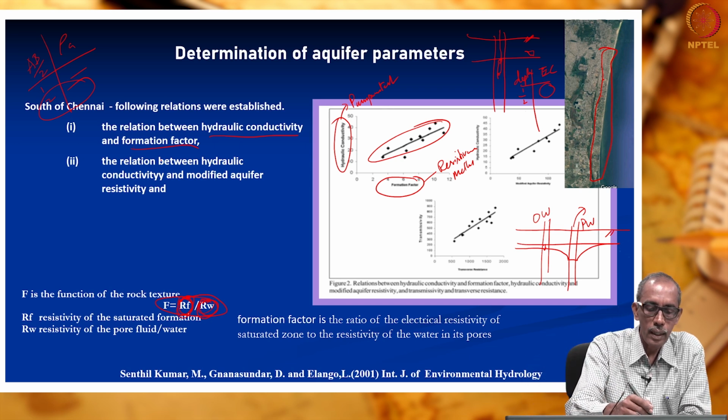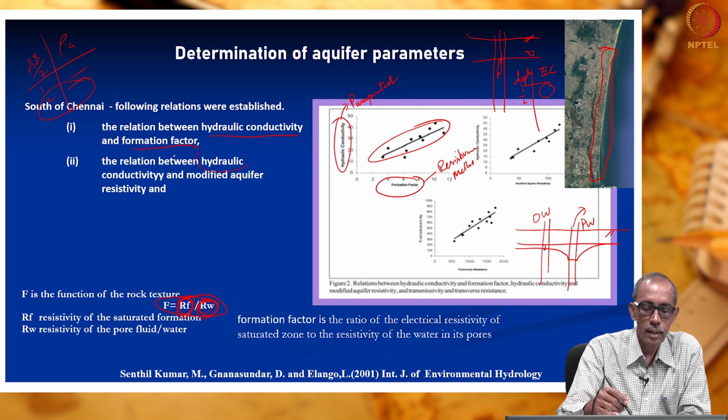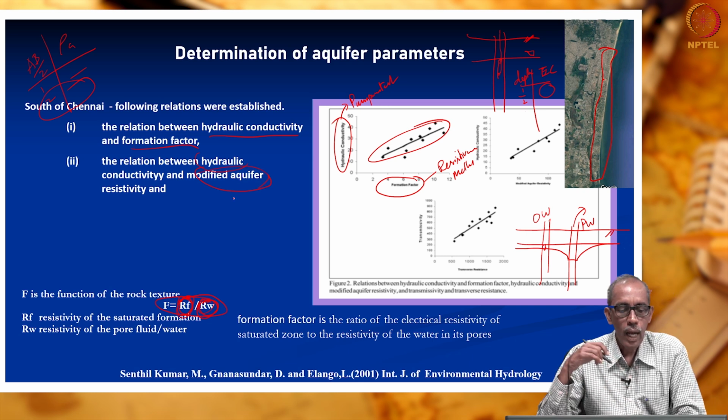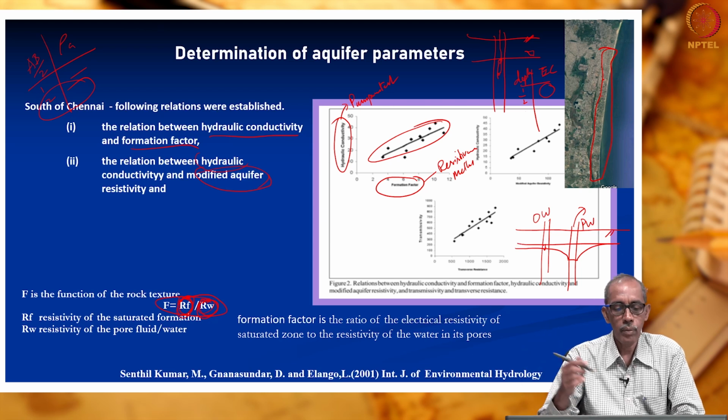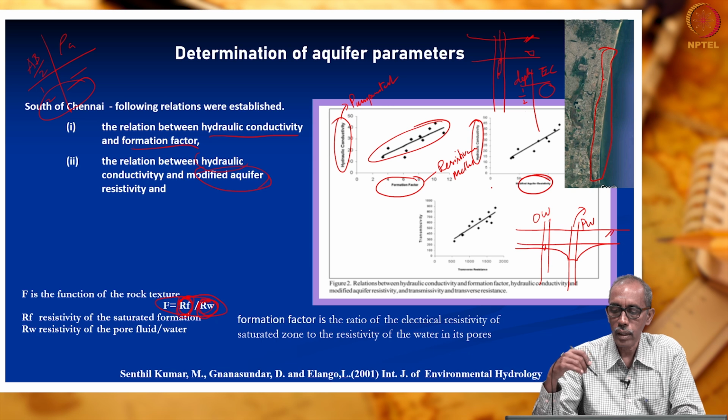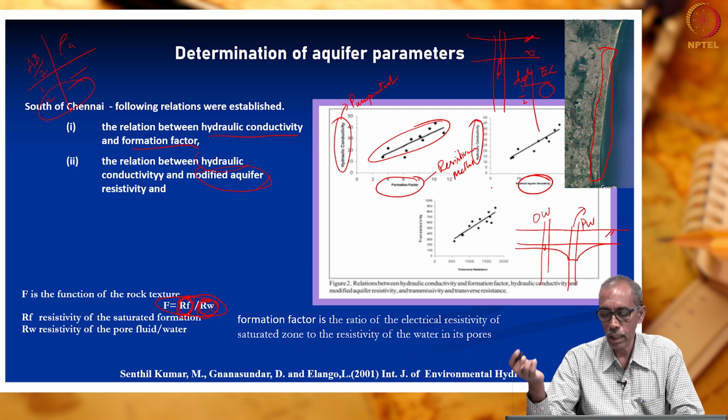Then we continued further, we compared the hydraulic conductivity of the formation with the aquifer resistivity. That means modified is inversion. By inversion, we obtain the aquifer resistivity. So, here is a comparison of field measured hydraulic conductivity with the aquifer resistivity. There is a reasonable relation.